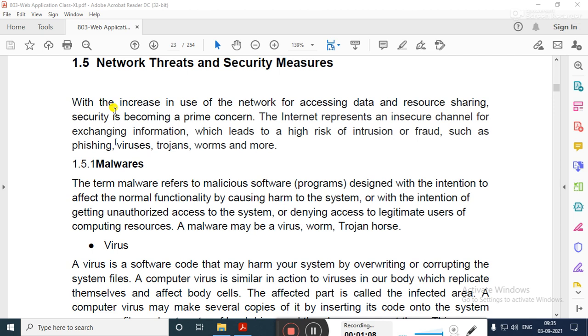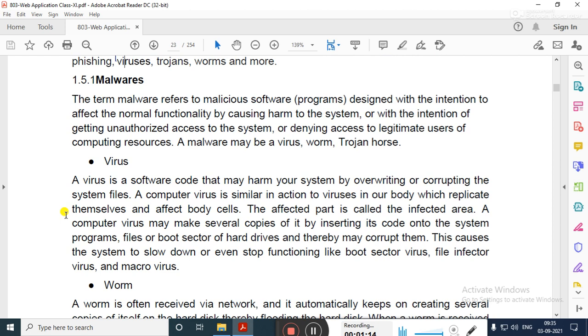So first, what is malware? Malware is a combination of the words malicious and software. From malicious it takes the mal, and from software it takes the ware. So it becomes malware, that is, malicious software. The term malware refers to malicious software or programs designed with the intention to affect normal functionality by causing harm to the system, or to get unauthorized access to the system, or to deny legitimate users access to computing resources.